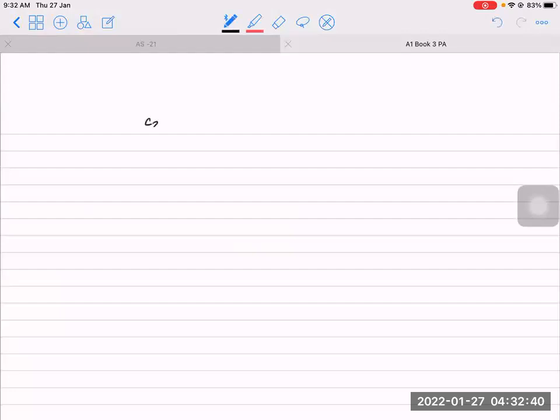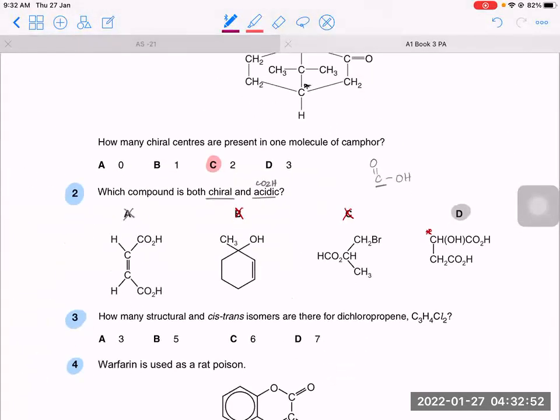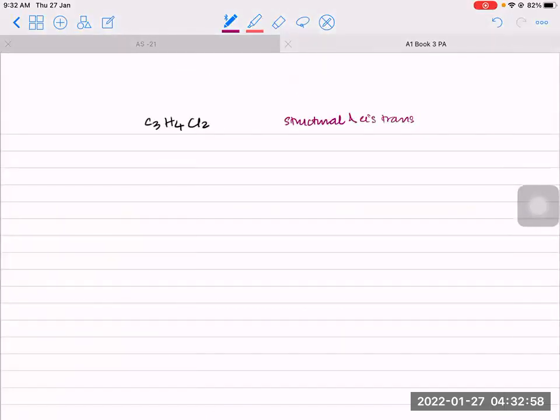C3H4Cl2. So you have C3H4Cl2. You need to draw structural and cis trans, right? So they are saying for dichloropropene, that means do you need alkane, cycloalkane? No. So first one, let's draw this where both the Cl's are on the first one.